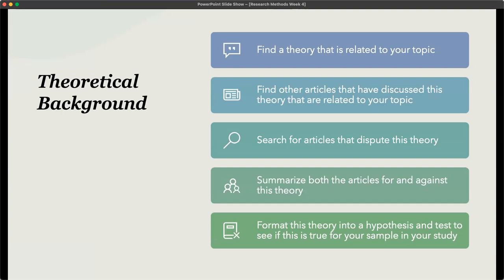So if you're looking at incorporating learning styles or some of these other theories, look to see if there's any contradictory information. Summarize both the articles for and against this theory, and then format the theory into the hypothesis and test to see if it's true for your sample in your study.